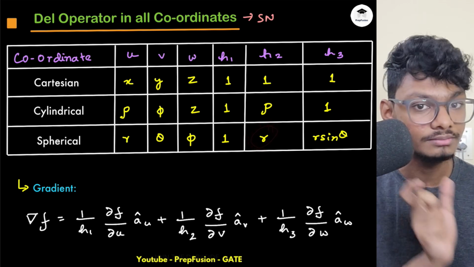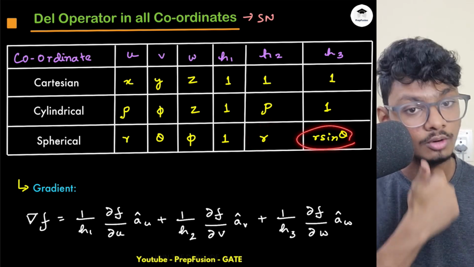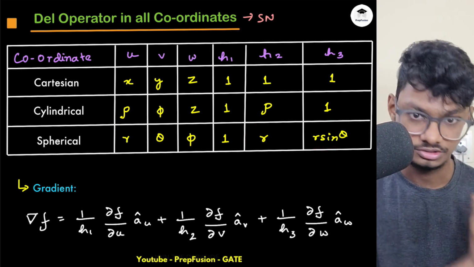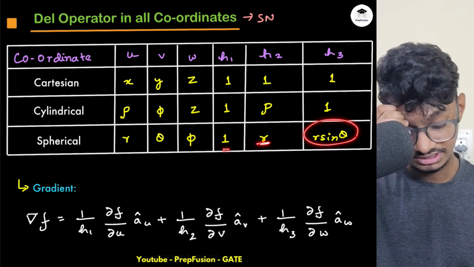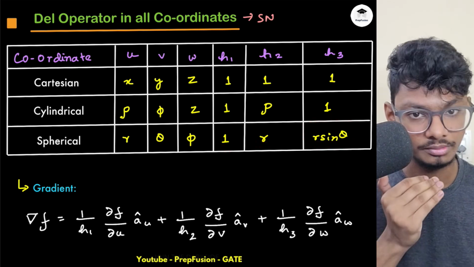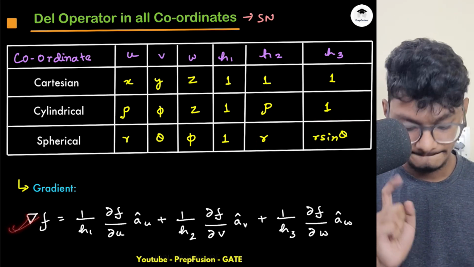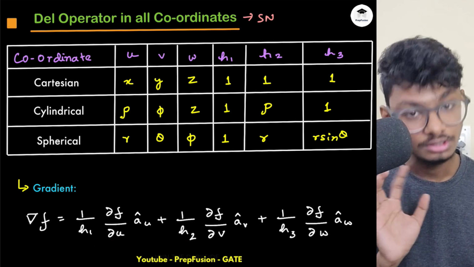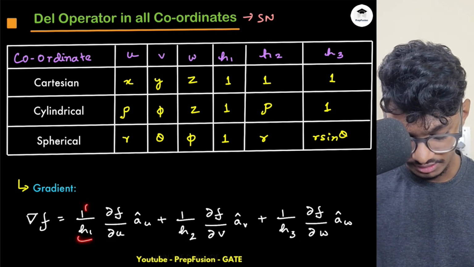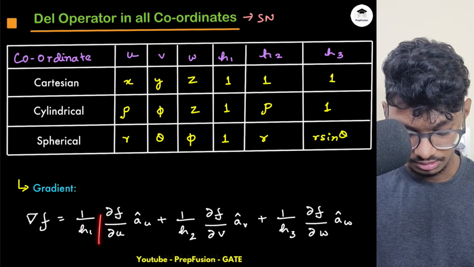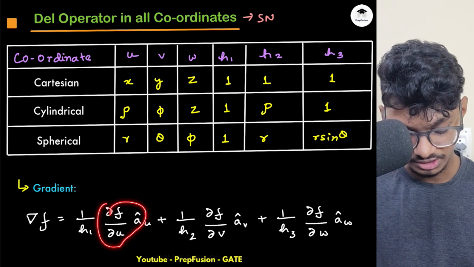How does this R come? I will explain. R sine theta, how did it come? Simple, Z equals R sine theta. Like that. This is R, this is 1. This you have to remember, and how to remember, I will explain now. Your gradient expression will be the same as Cartesian, but 1 by H1, 1 by H2 and 1 by H3 will come as the coefficients of all these particular expressions.